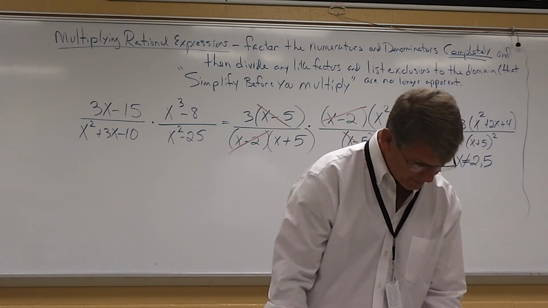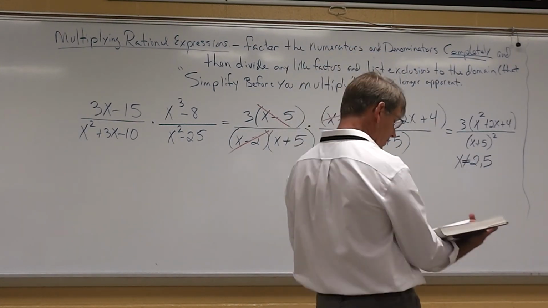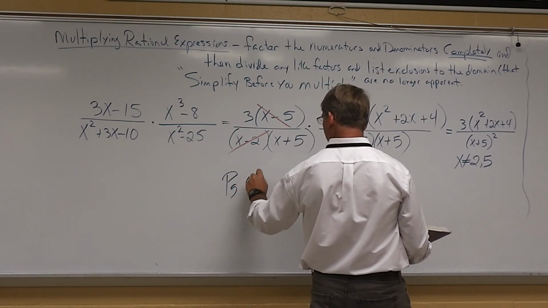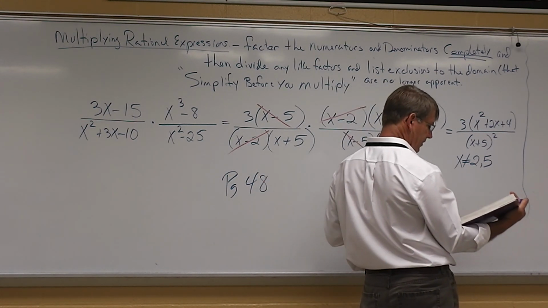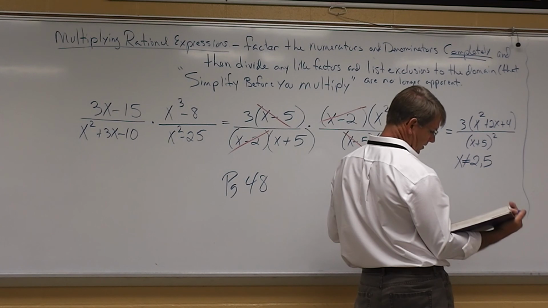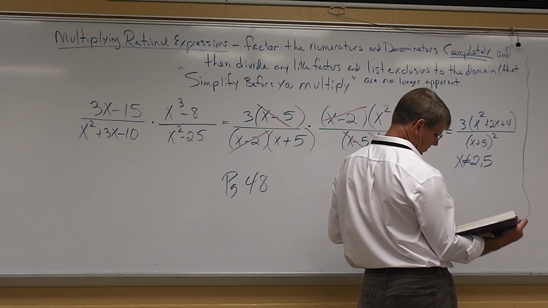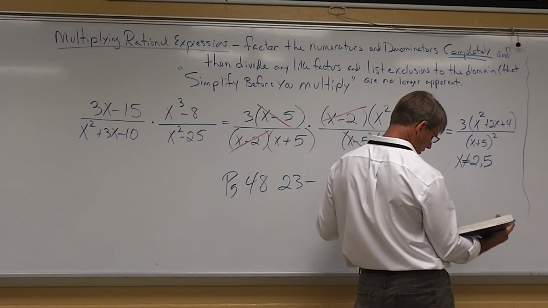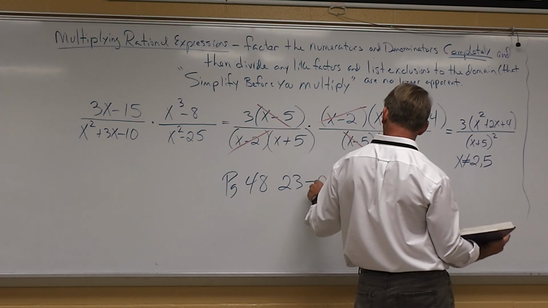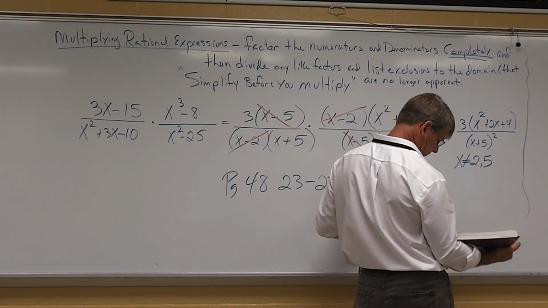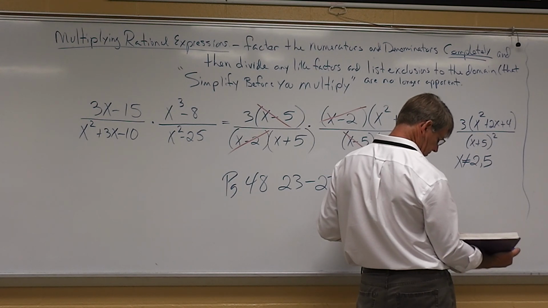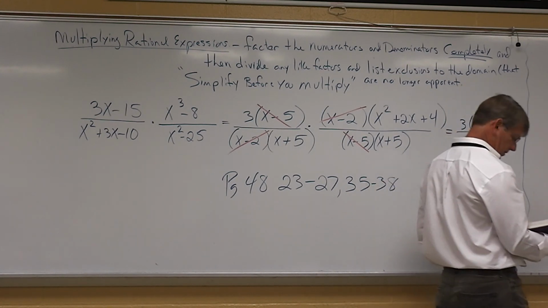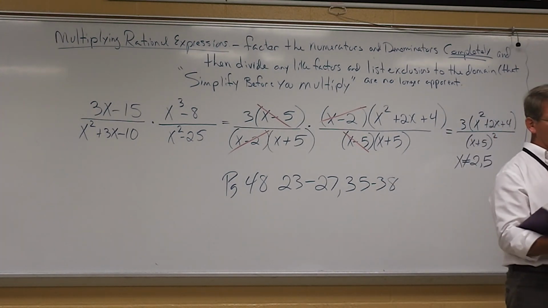I'm going to write your assignment up on the front so it'll be on the camera, and then I'll put it over on the side too. We're going to be on page 48. We did 5 through 8, that's done. Let's get 23 through 27, and let's get 35 through 38. That'll work. Still practicing and using all these good factoring skills.